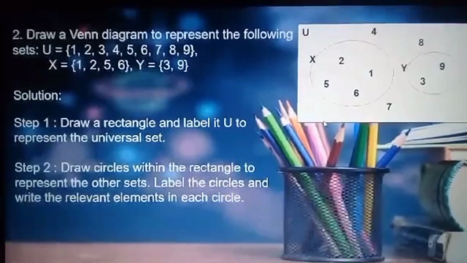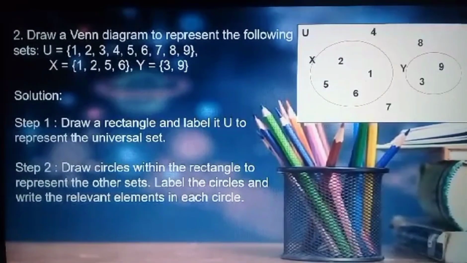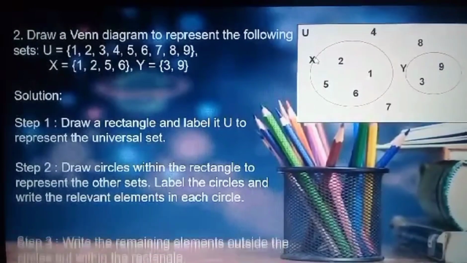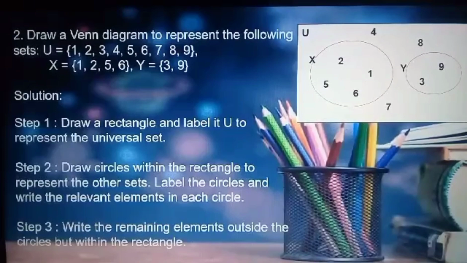Step 2. Draw circles within the rectangle to represent the other sets. Label the circles and write the relevant elements in each circle. This is the circle of X and circle of Y. 3 and 9 are the elements of Y. 1, 2, 5, and 6 are the elements of X. Step 3. Write the remaining elements outside the circle but within the rectangle. 4, 8, and 7 are the remaining elements inside the rectangle.